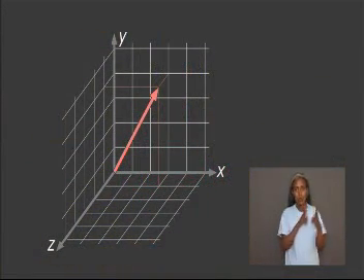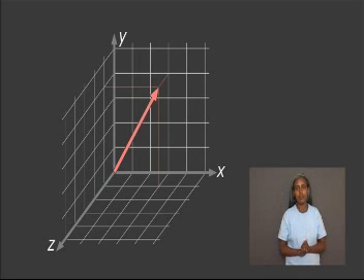Observe this diagram. The arrowhead represents the direction of the vector. The length of the arrow represents the vector's magnitude. Therefore, to find the magnitude of a vector, we must find the distance between its initial point and its terminal point in coordinate space.